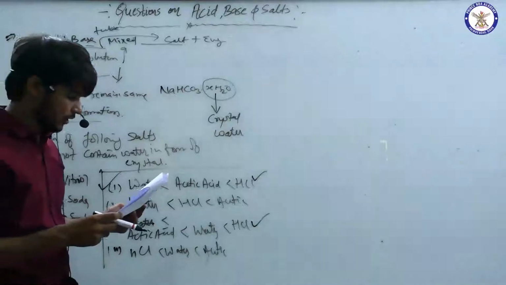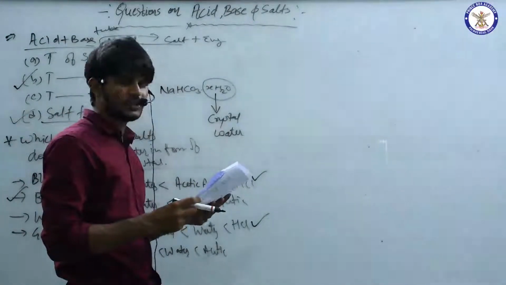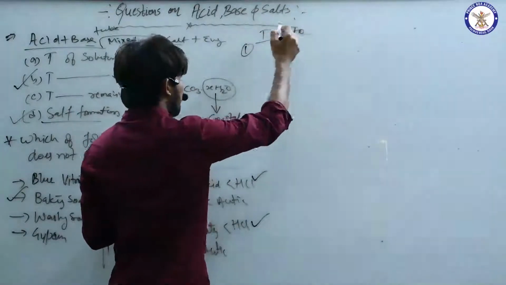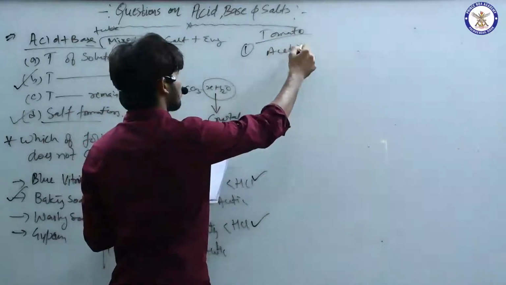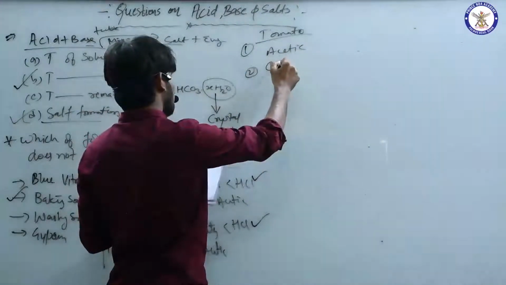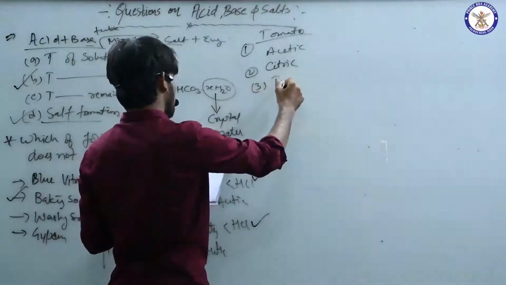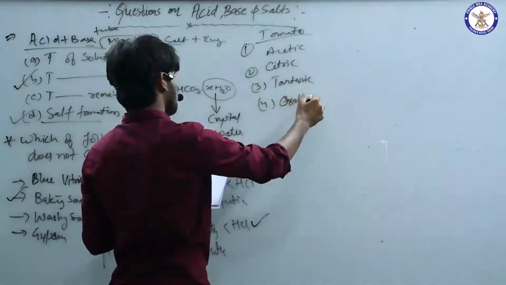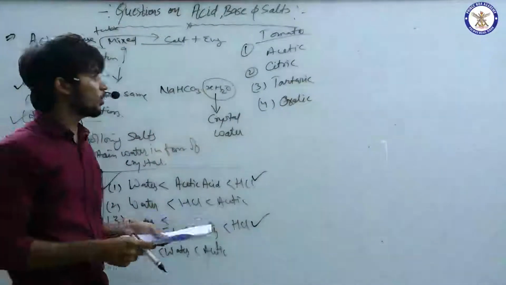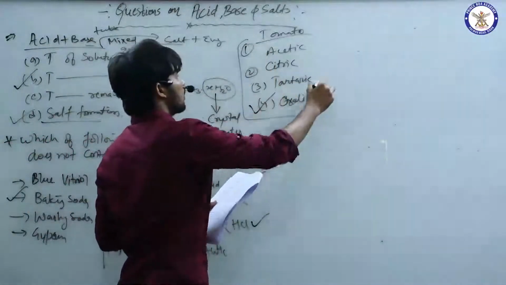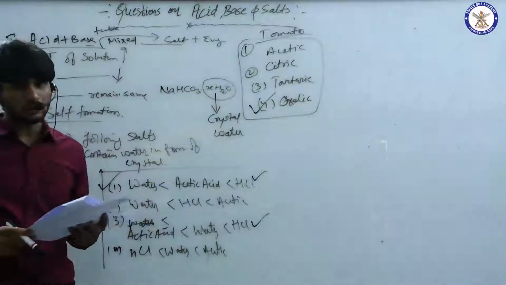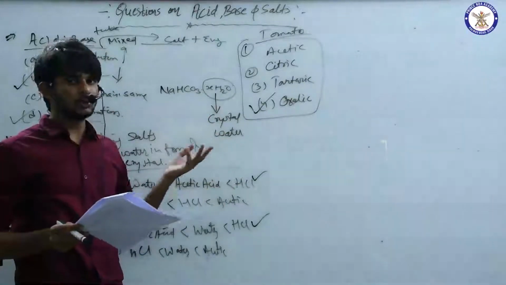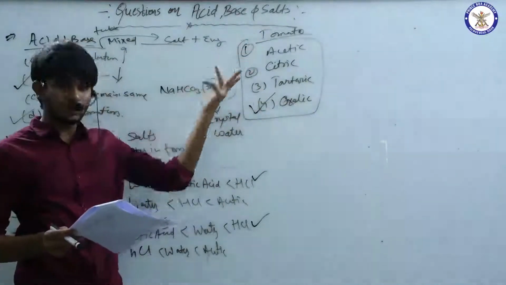Fine. Okay. Next question is, tomato is a natural source of which acid? Simply asking the acid in tomato. First is acetic, second is citric, third is tartaric, and fourth is oxalic. So in tomato, oxalic acid is found. So the right option is oxalic acid. We don't have to think that much, because there is not much logic behind this. I am simply telling you oxalic acid is found in tomato.